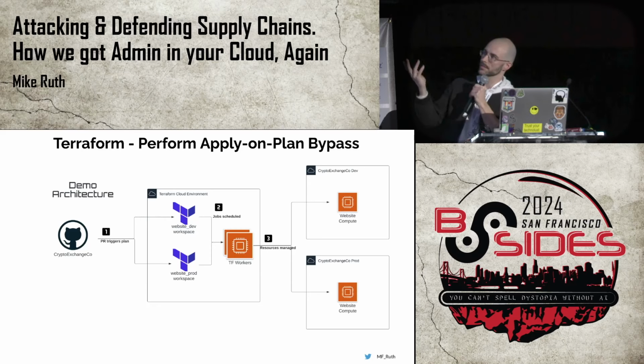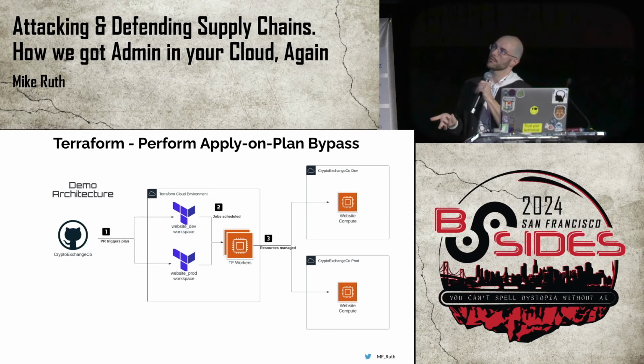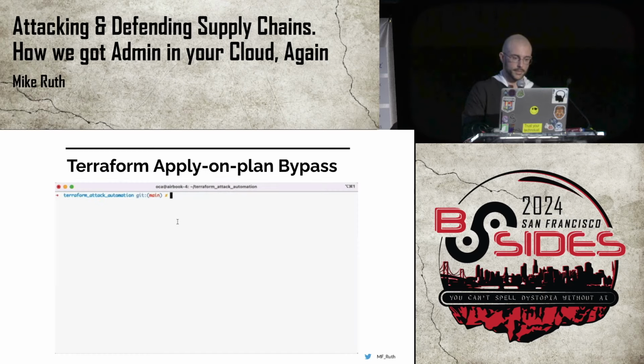So this is a fake company, Crypto Exchange Co., and they're using Terraform Cloud to manage their dev and prod instances of their website. You can see that as changes come in from GitHub, that triggers plans, and once the plans have been reviewed, plus-one'd and merged, they will deploy resources either to the dev environment or the prod environment based on the environment that's configured. So I have a demo of this that we can see on the next slide here.